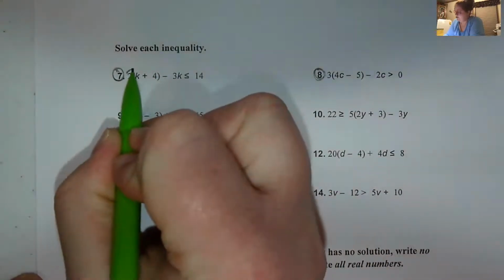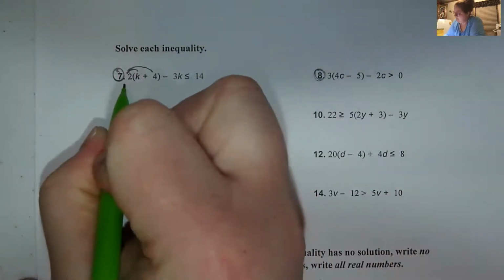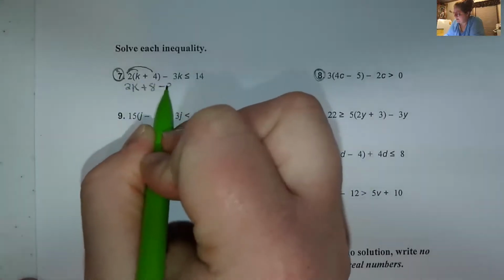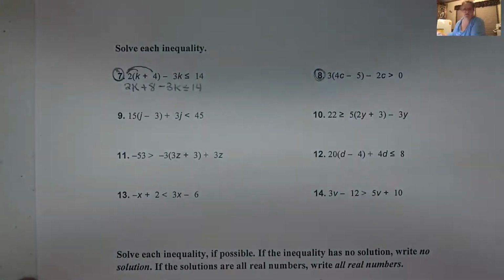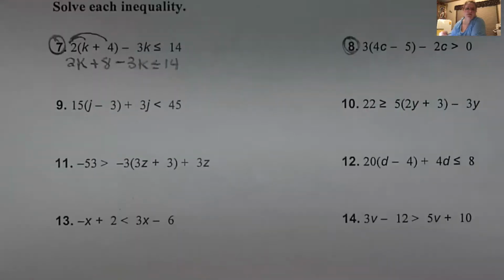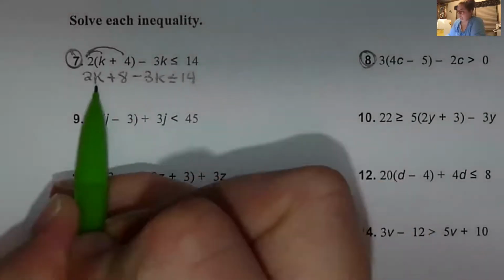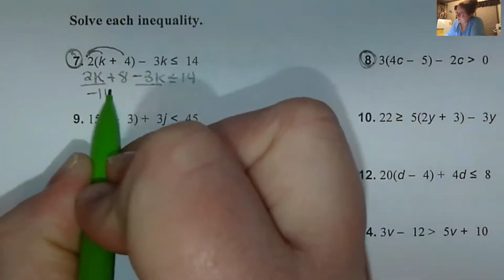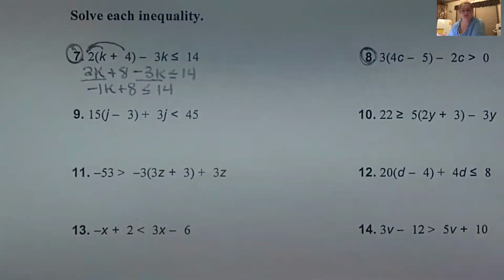Okay, I'm going to distribute that 2 through so that I can get rid of that parenthesis. So 2 times k is 2k. 2 times 4 is 8, minus that 3k still, less than or equal to 14. Okay, try zooming in. Maybe you can see a little better. All right, so now I'm just going to add like terms. So I see a 2k minus 3k. Well, that's a negative 1k. So I have negative 1k plus 8 less than or equal to 14. They were on the same side of the equation, so I just added them together, combined like terms.